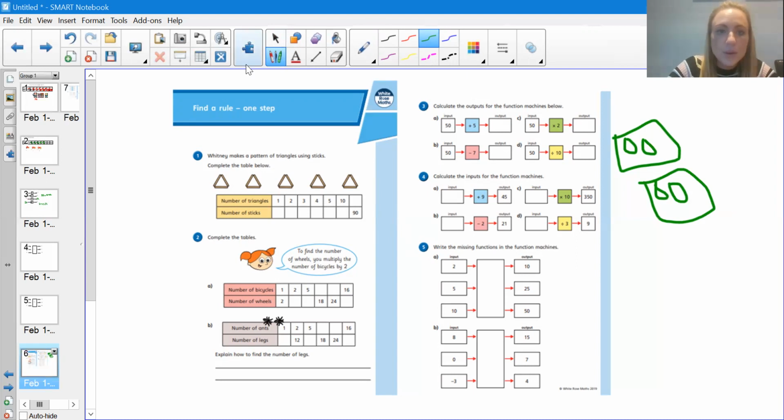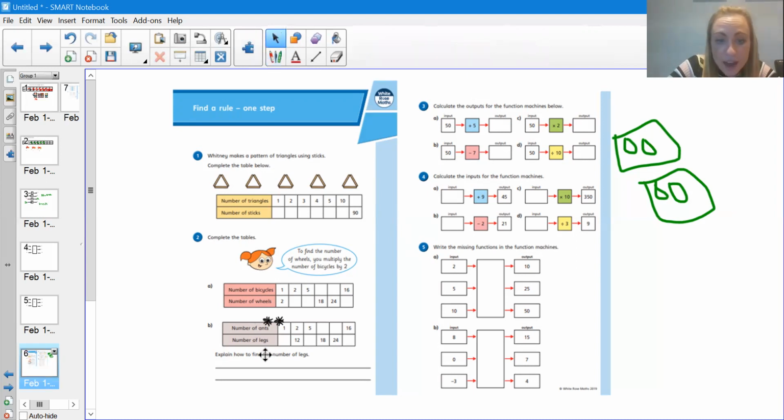Then we've got number of ants and number of legs. Have a look at where you've got 2 numbers. You've got 2 and 12. See if you can figure out the rule. What do I do to 2, sorry, to get 12? What are you multiplying by? And then once you've figured out your rule, you need to fill in the missing parts of that chart.